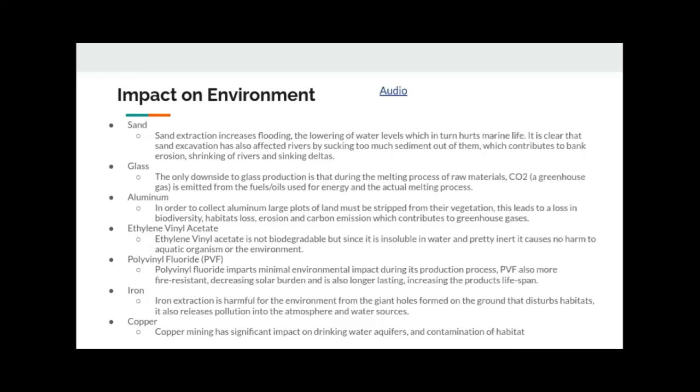Ethylene vinyl acetate is not biodegradable, but since it's insoluble in water, it's pretty much inert and causes no harm to aquatic organisms. Polyvinyl fluoride imparts minimal environmental impact during its production process. It is also fire resistant, decreasing solar burden, and is long lasting, increasing the product's lifespan.